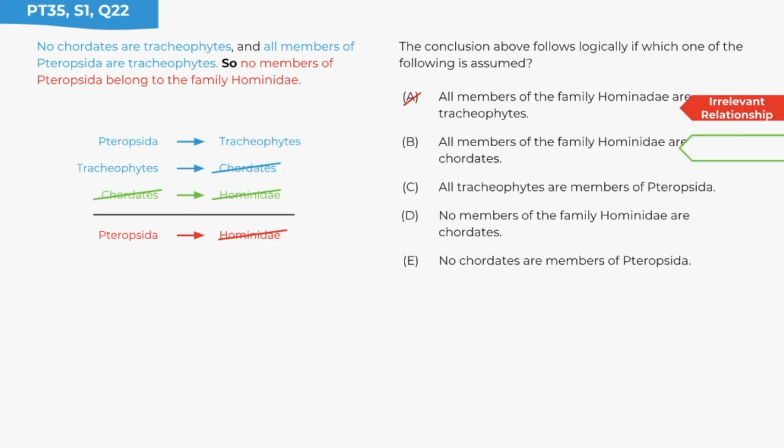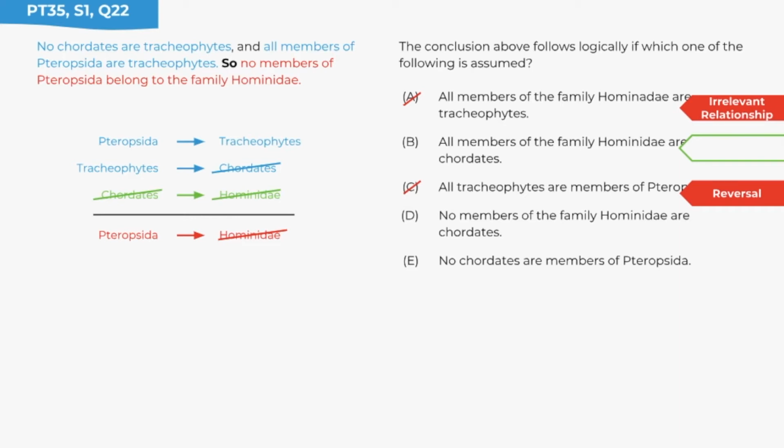Answer choice C says that all tracheophytes are members of Pteropsida. So this is connecting T's and P's. We're trying to connect C's and H's. Actually, if we take a closer look, this is very much like that first premise, if Pteropsida, then tracheophyte. The difference is that it's reversing the relationship. So this is simply reversing the first premise, not going to help us build a bridge here. If we look at answer choice D, it says that no members of the family Hominidae are chordates.